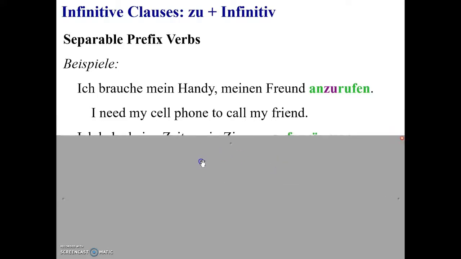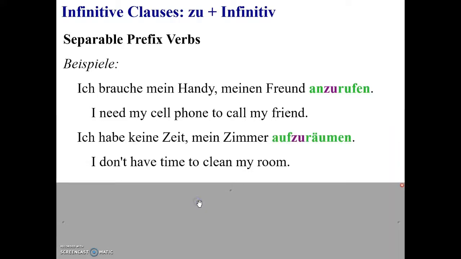Ein zweites Beispiel. Ich habe keine Zeit, mein Zimmer aufzuräumen. I don't have time to clean my room. Our verb is aufräumen. That separable prefix auf with zu between that and räumen creates our infinitive at the end of this phrasing.